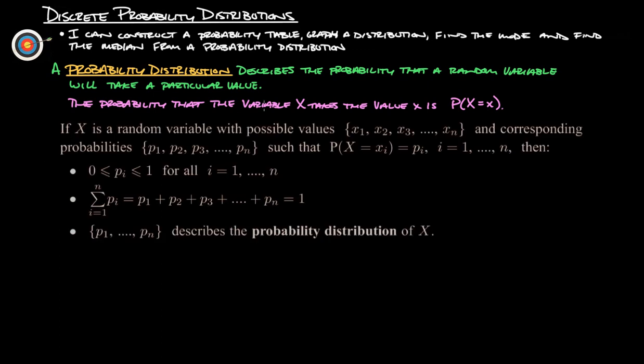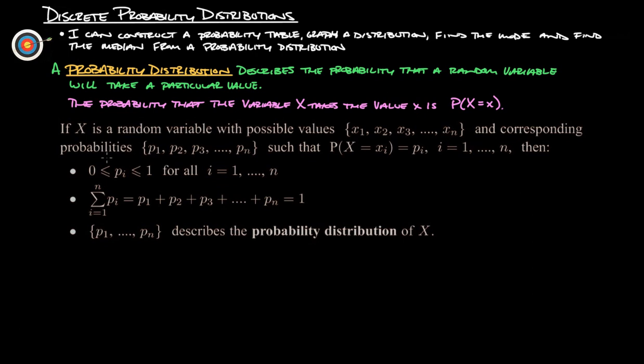I'm going to suggest that you probably don't write all this down, because this is really for the people that really like the formulas and where things come from. But if X is a random variable with possible values x1, x2, x3, all the way to xn, these are all the possible outcomes. Picture a six-sided die: that would be 1, 2, 3, 4, 5, and 6.